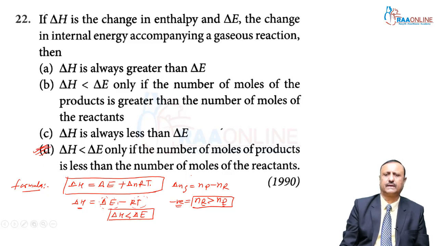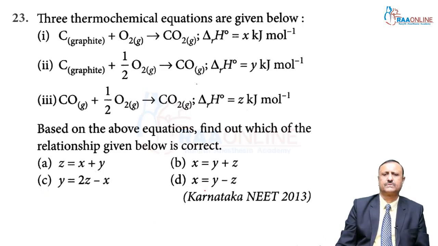Delta H is less than delta E. This question was also asked in the 1990 NEET exams. So, my dear students, for question number 22, you get answer D. Now, my dear students, we can go to question number 23.